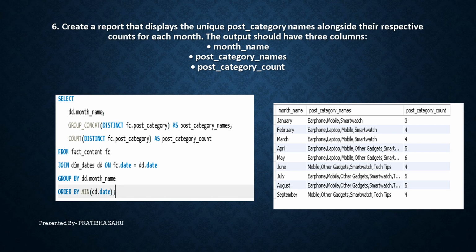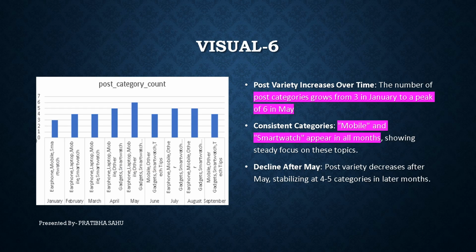The sixth question is to create a report that displays the unique post category names alongside the respective counts for each month. The output should have three columns: month name, post category names and post category count. So in this visual the chart shows the number of post categories posted each month. The variety of post categories increased from January to May, reaching a peak of 6 categories in May. Afterwards, the variety decreased, stabilizing at 4 to 5 categories in later months. Mobile and smartwatch were consistent categories throughout the year.